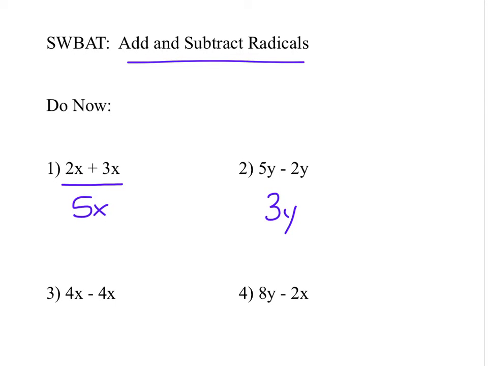Now, what's 4x minus 4x? It's 0. It's not 0x, it's not x, it's just 0. It's gone, right? And then 8y minus 2x. Well, if you look at these two, there's nothing you can do there. You can't actually get 8y minus 2x or change it or simplify it in any way.